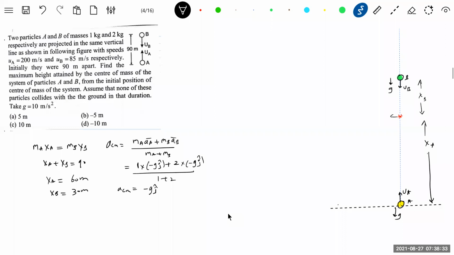We'll calculate the initial velocity of the center of mass. UC, I'm writing it. So ma ua bar, ma 1 into initial velocity 20 j cap, plus mb. Sir, it must be positive now, sir, in the direction of velocity. Which one? 2 into plus g.